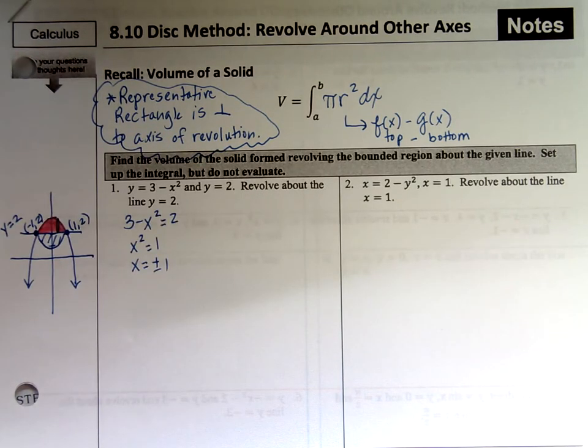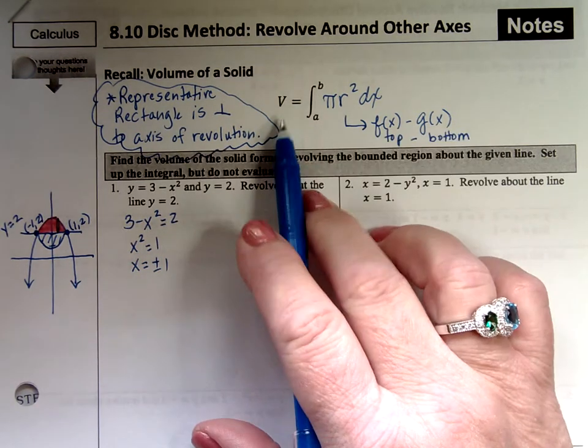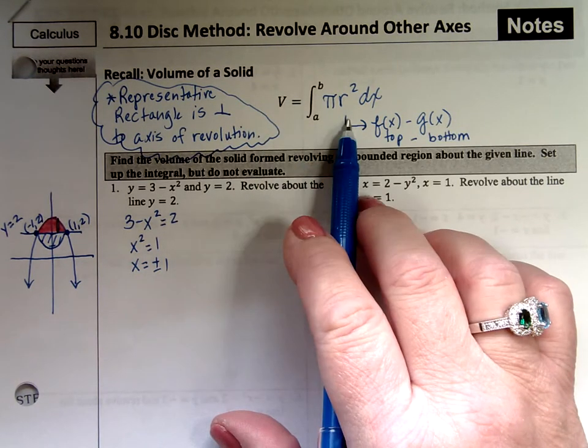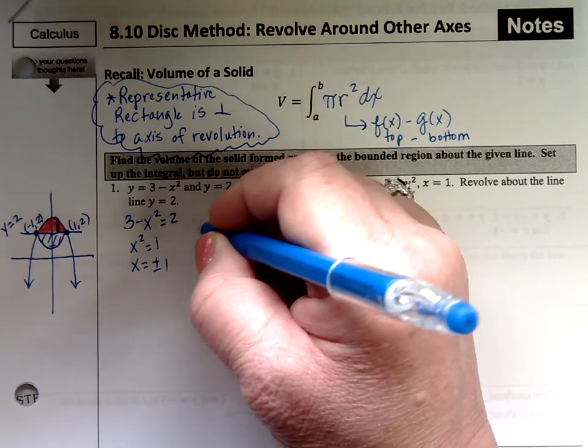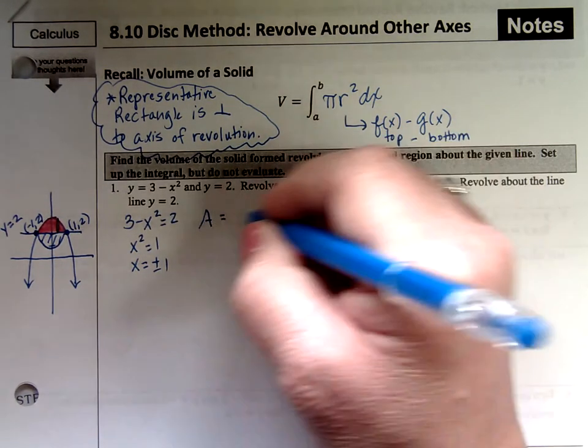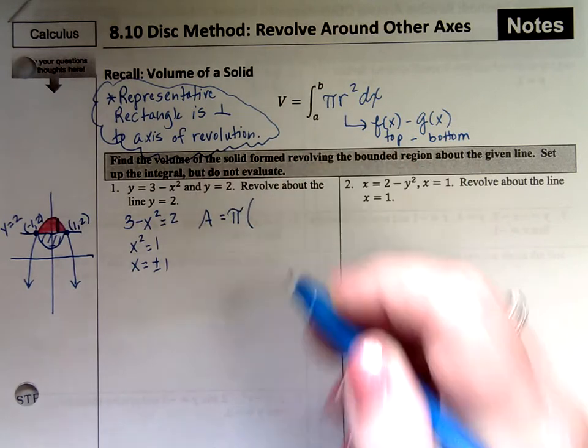So I need my bounds. And the second thing that I need is what the area would be, right? Because for me to be able to find the volume, I have to integrate the area. So my area is pi times r squared.